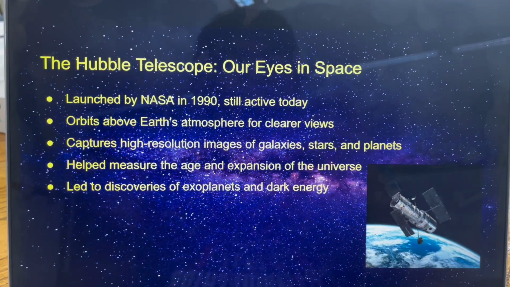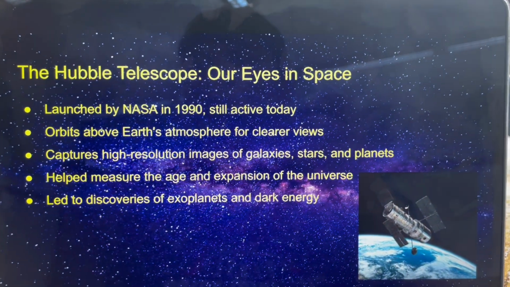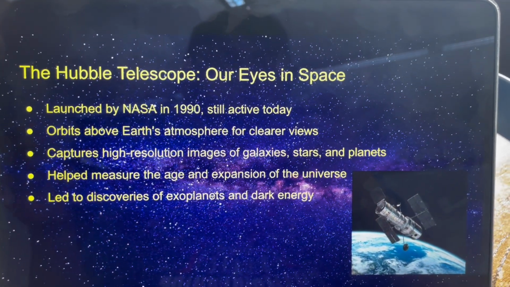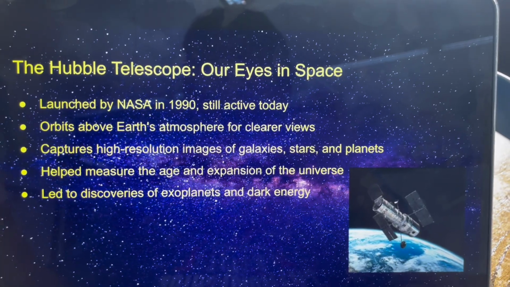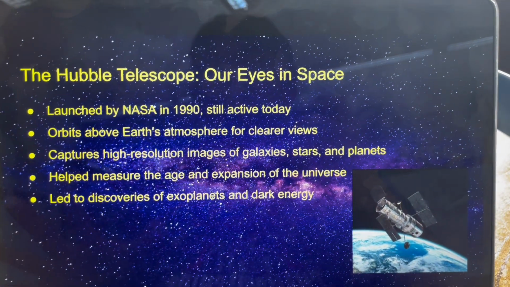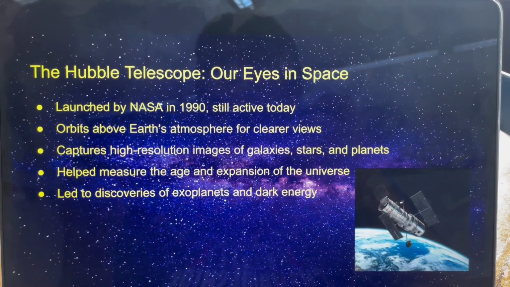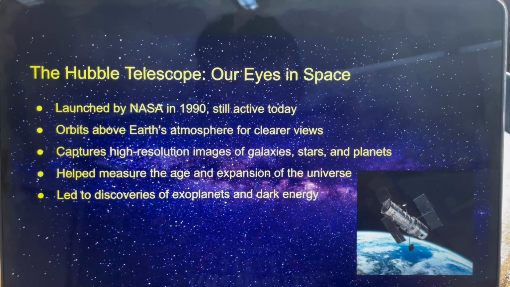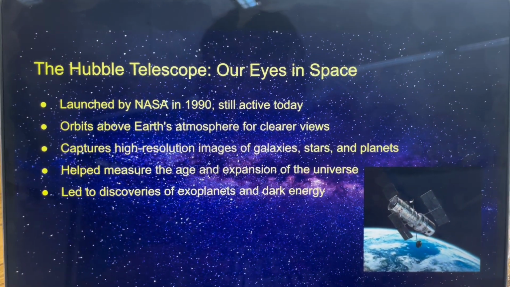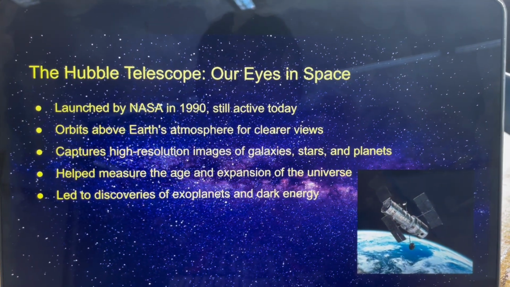The next lesson is the Hubble telescope, our eyes in space. It was launched by NASA in 1990, and it's still going today. The idea of this was to help capture images of galaxies, stars, and planets, and use them to help measure the age and expansion of the universe.